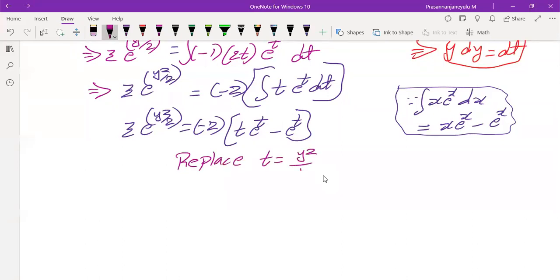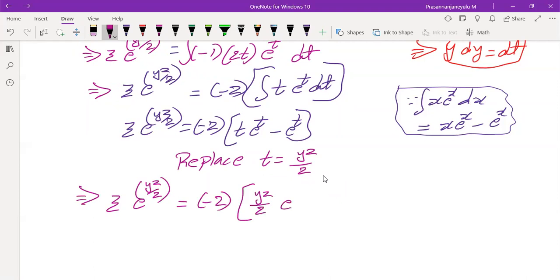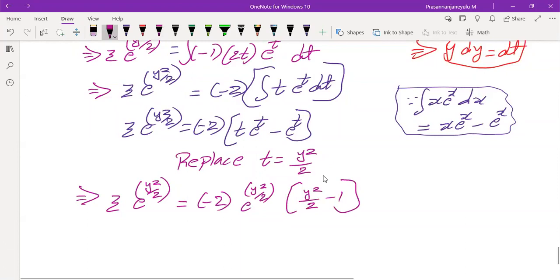Then we are going to get z into exponential of y square by 2 is equals to minus 2 into t into e power t. What is t? Y square by 2, exponential of y square by 2. Otherwise, we can do like this. We can take e power t common. So what we'll get? E power y square by 2 into y square by 2 minus 1. So we completed the integration in the previous step itself, so we have to add plus c.